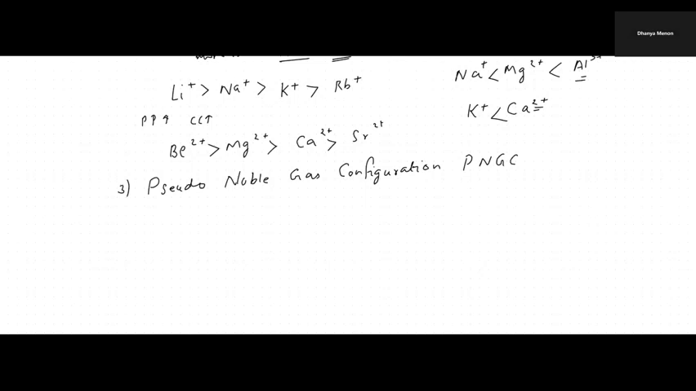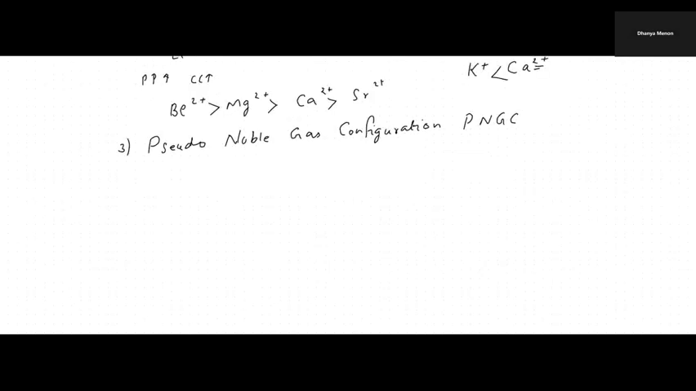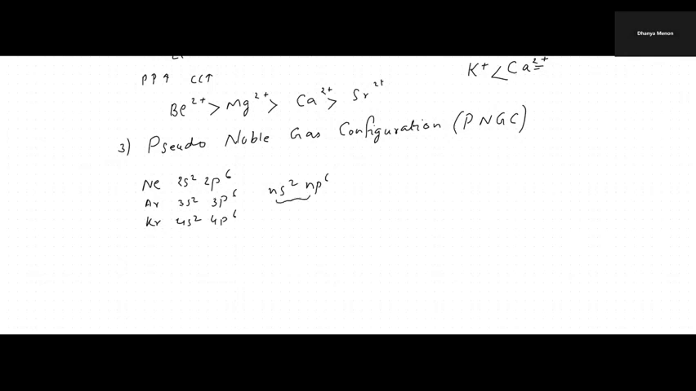The third factor for the cation is pseudo-noble gas configuration, PNGC. Okay, now what is this? Pseudo-noble gas configuration, like the noble gas configuration. For example, noble gas neon has a configuration of 2s2, 2p6. Argon has 3s2, 3p6. Krypton has 4s2, 4p6. They have ns2 and np6. This is for noble gas. I'm talking about the outer valence shell configuration. Okay, so this is for noble gas.